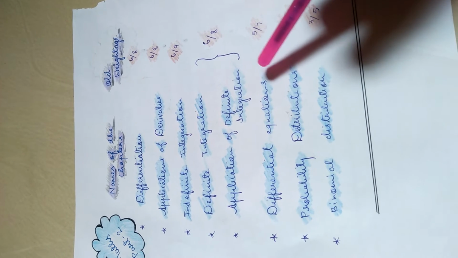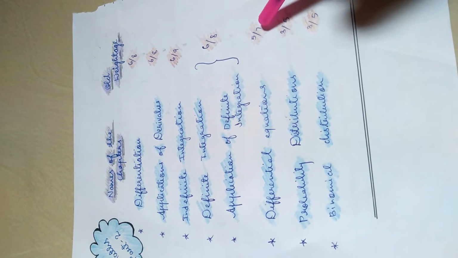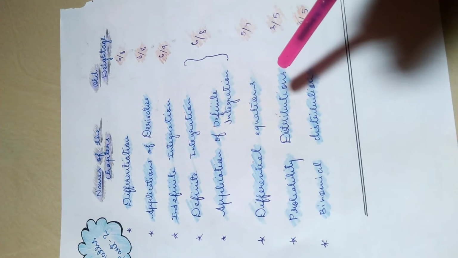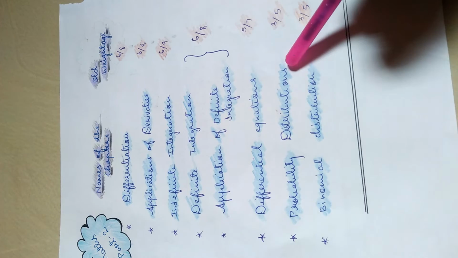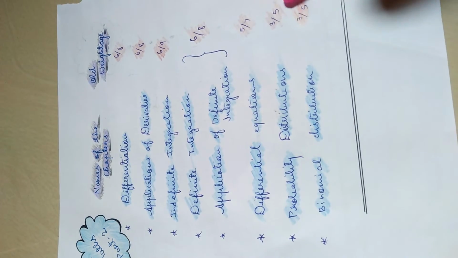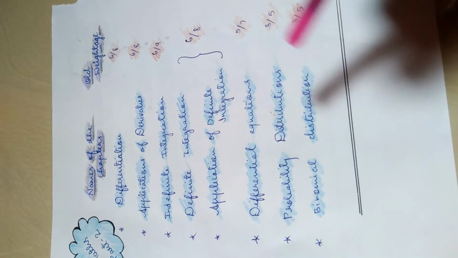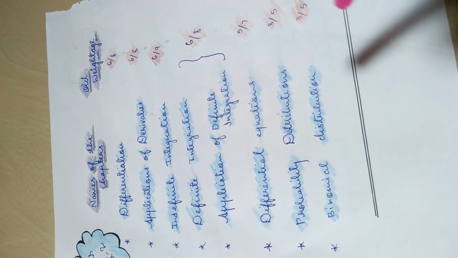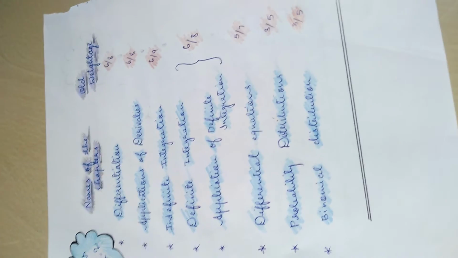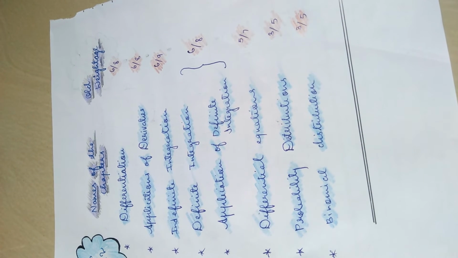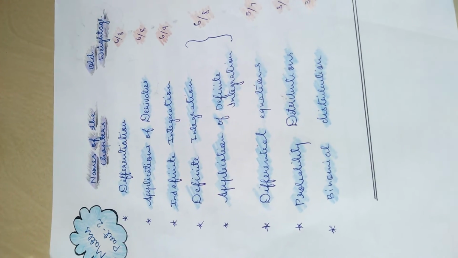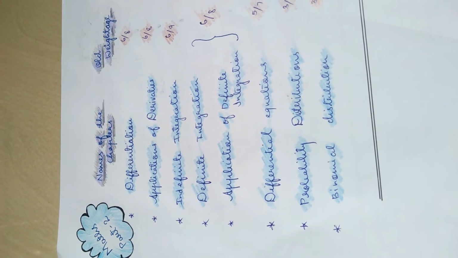The sixth lesson is differential equations, that is compulsory 5 marks and with option it is of 7 marks. And 7, that is probability distributions, with option it is 5 marks and compulsory 3 marks. Last, that is the 8th lesson, binomial distribution. In this 5 marks are with options and 3 marks are compulsory. So this time the continuity lesson has been cut.